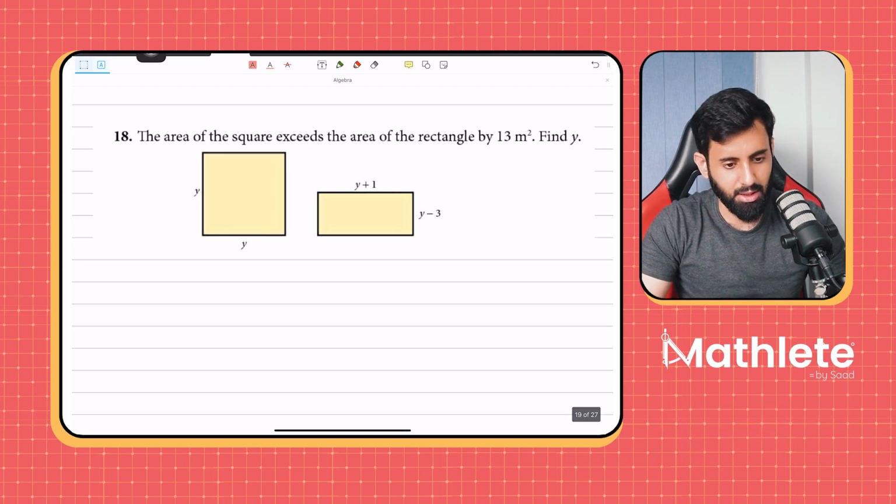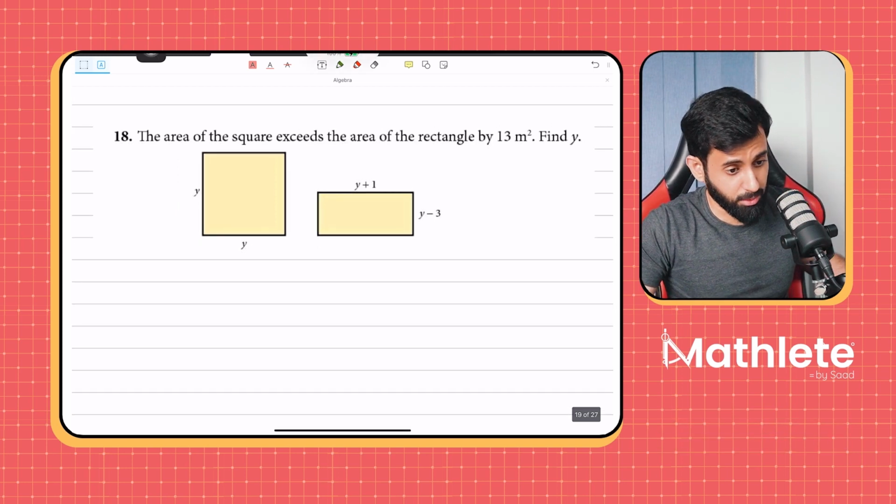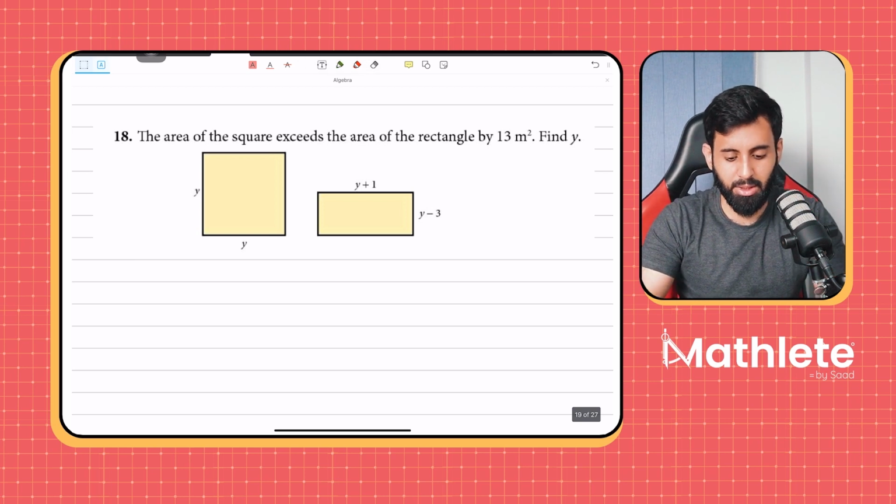All right, another question. And through this question we have another word, a new word. What is that new word?